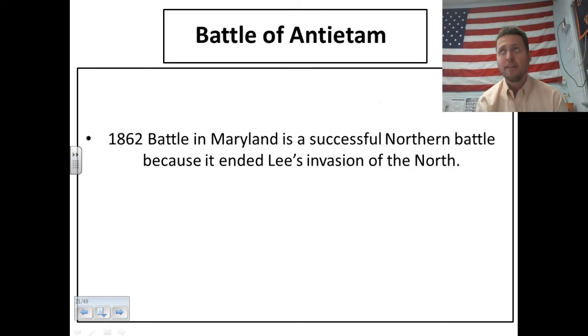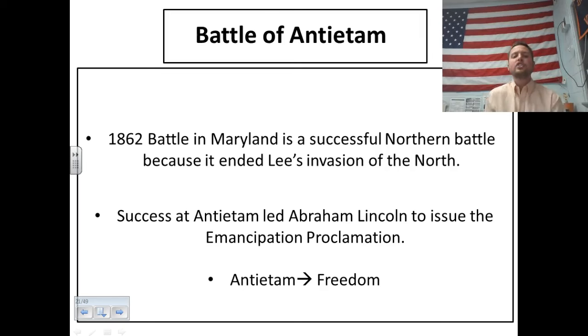So in that way, the North had some success at the Battle of Antietam. Abraham Lincoln was looking for some success so he could issue something, and he issued the Emancipation Proclamation. Success at Antietam led Abraham Lincoln to issue the Emancipation Proclamation. Now I know what you're thinking. I'm supposed to remember this. I just always remember this. Antietam leads to freedom. Antietam, freedom. Premium or not premium? That, of course, is premium.